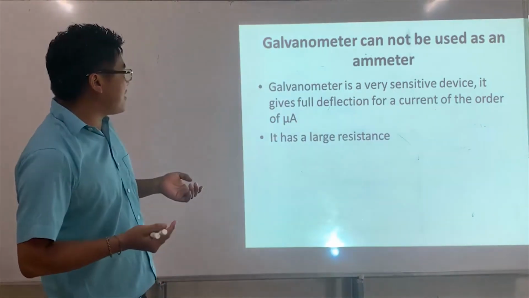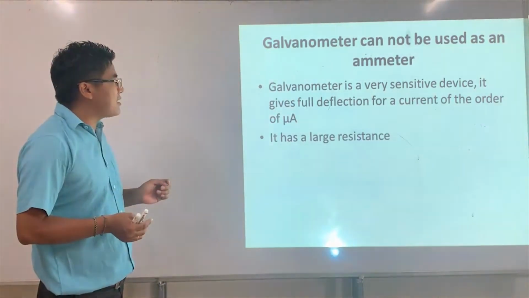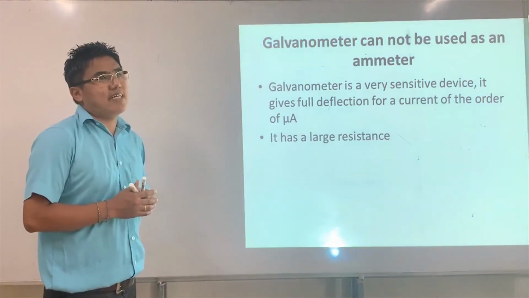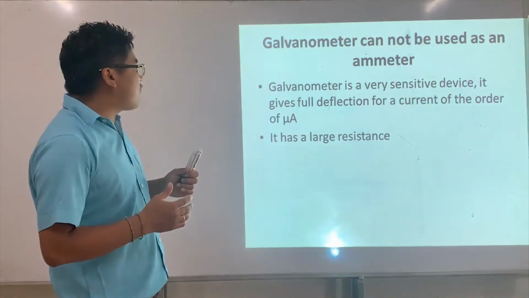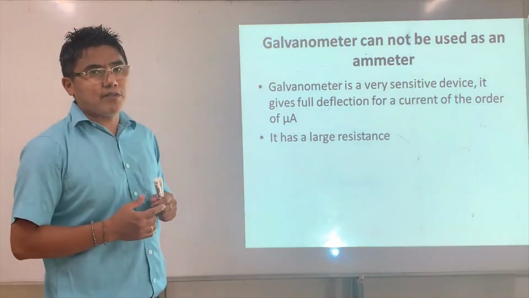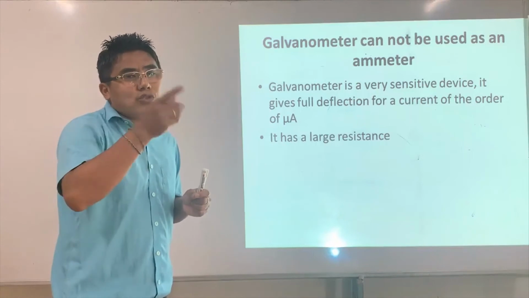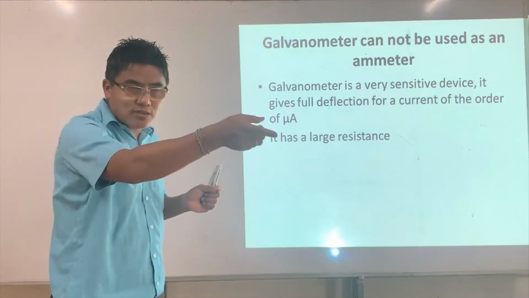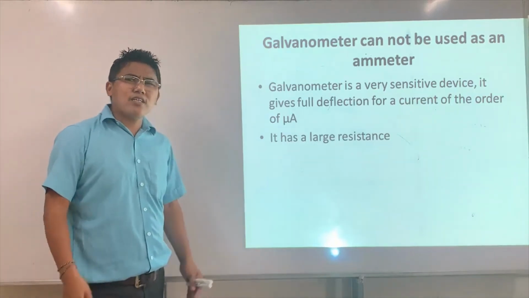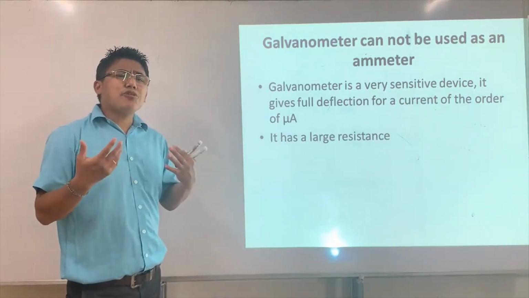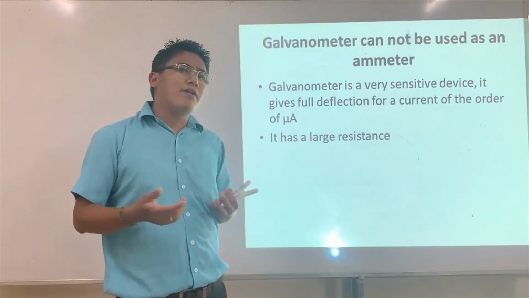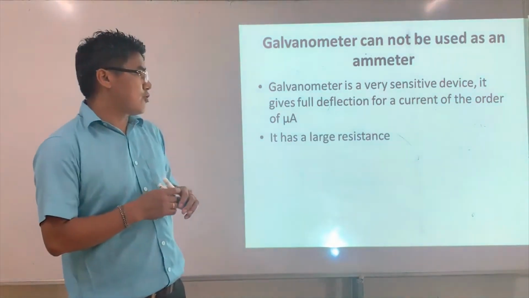I have written only 2 points, very simple points. A galvanometer is a very sensitive device, and it gives a full deflection for a current of the order of microampere. So even if the current goes to a few microampere, it goes to full deflection. Therefore, it is not at all used for finding milliamperes. And in day-to-day life, we come across 30 milliampere, 40 milliampere and 1 ampere. So it is not at all used.